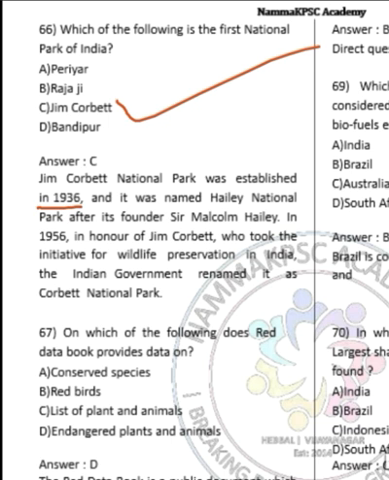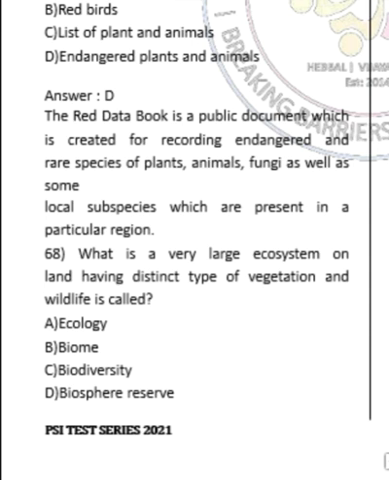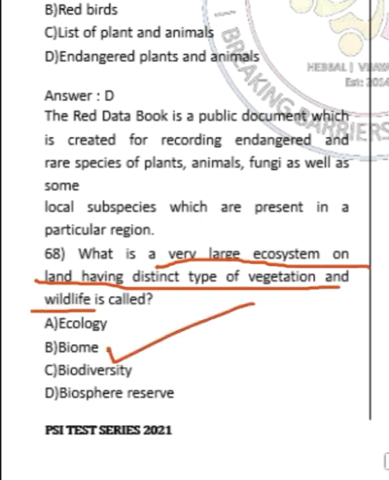Question number 67, it is asking on which of the following does Red Data Book provides data on. Answer is option D, endangered plants and animals, a straightforward fact. Question number 68, what is a very large ecosystem on land having distinct type of vegetation and wildlife called? Answer is biome. This is the definition of a biome.